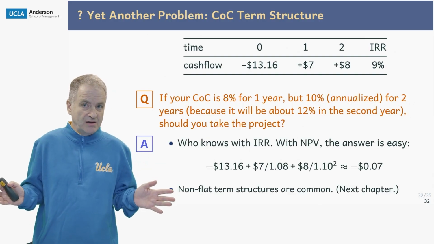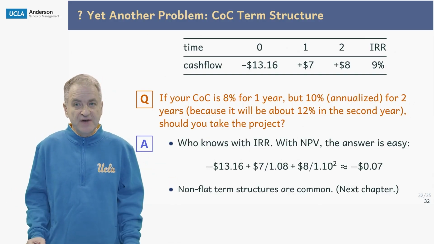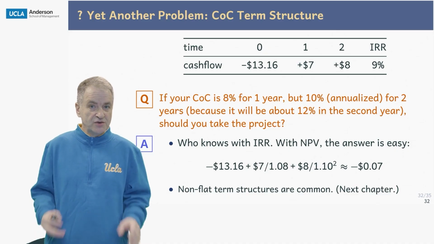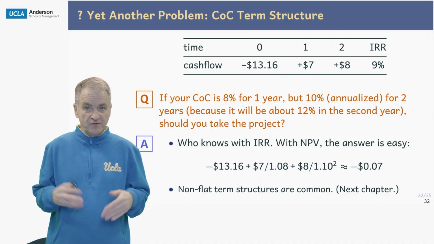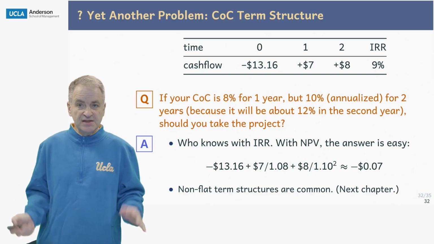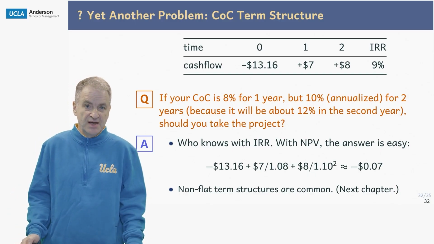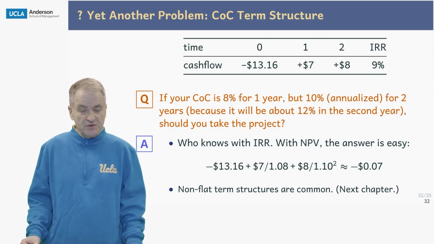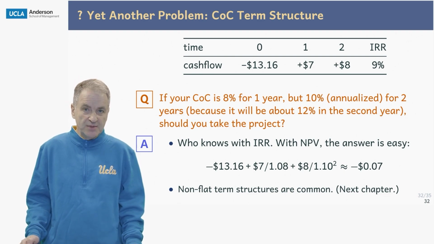Who knows with IRR? I don't know. With net present value, the answer is very easy. You just plug in the 8% for the first year and the 10% for the second year, and you can see this is a negative NPV project. Such non-flat term structures, as they are called, are very common, and again, we're going to cover them in the next chapter.